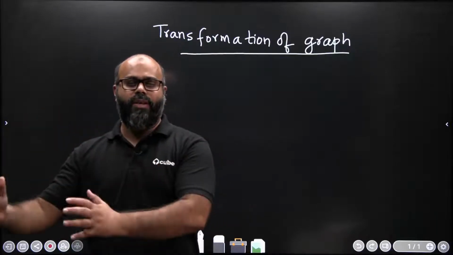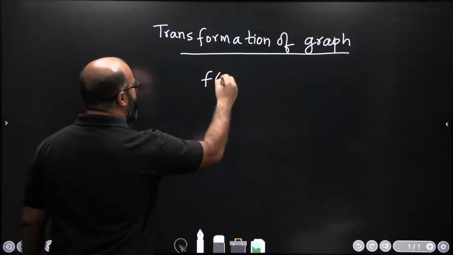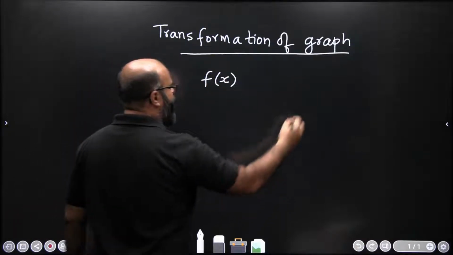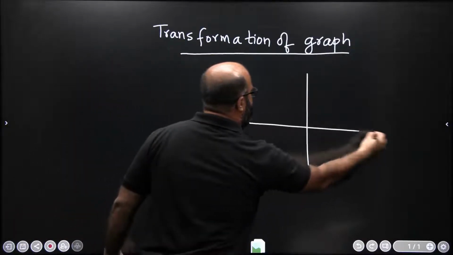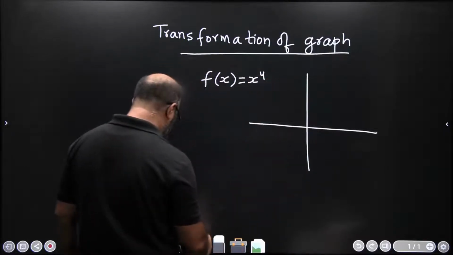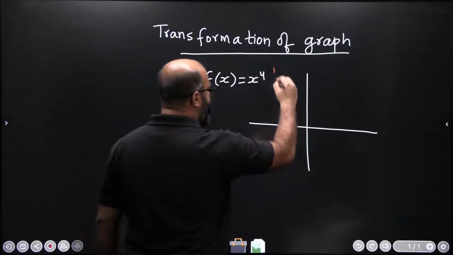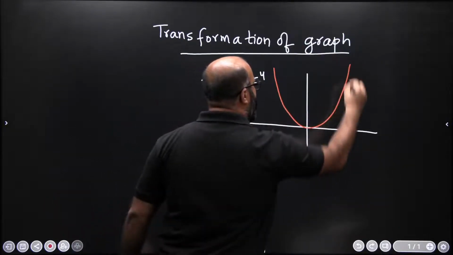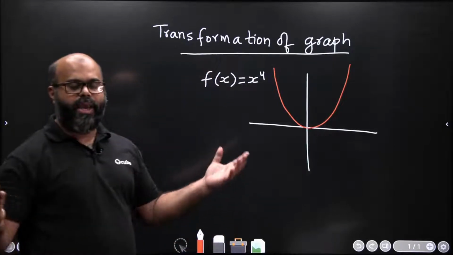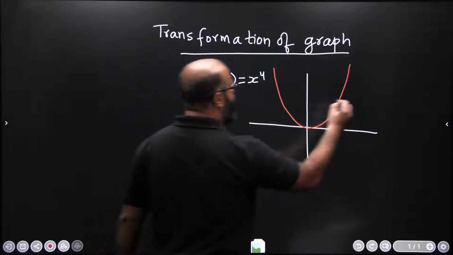Let us see a function f of x, and I am taking f(x) = x^4. This is a graph which we normally see, similar to x square. But x square is so common, so I am taking x to the power 4. It is more steep. So this is f(x) = x^4.